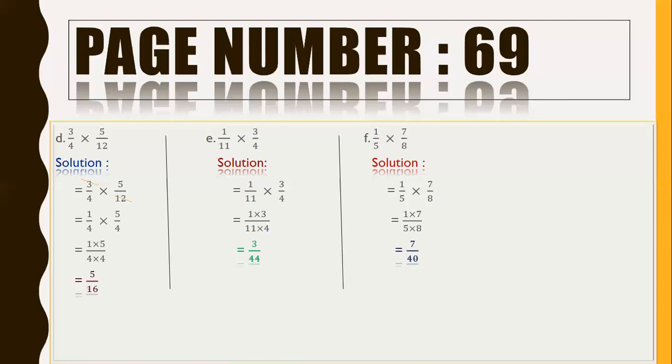1 over 5 multiplies 7 over 8. In this, we multiply both the numerators and the denominators. 1 multiplied by 7 and 5 multiplied by 8. 7 over 40 is our required fraction after getting the multiplication of 1 over 5 and 7 over 8.